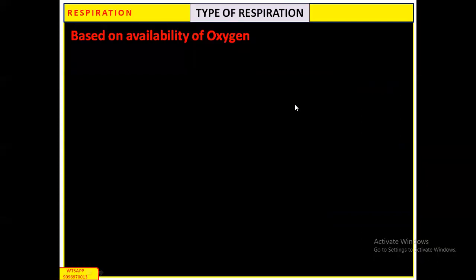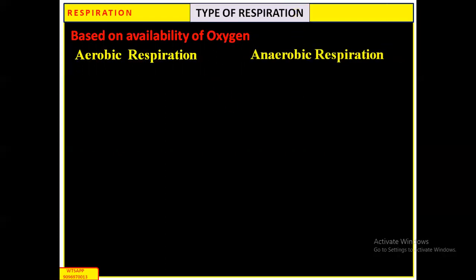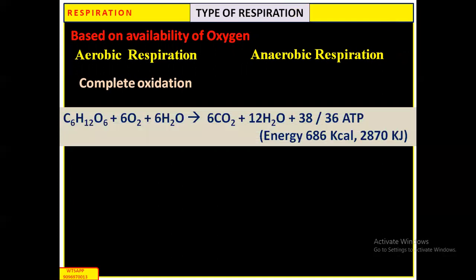Then, based on the availability of oxygen, there are two important types of respiration. If oxygen is used for the oxidation of organic substance, it is called aerobic respiration. If oxygen is not used for the respiration, it is called anaerobic respiration. During aerobic respiration, the complete oxidation of food is carried out. What is meant by complete oxidation?